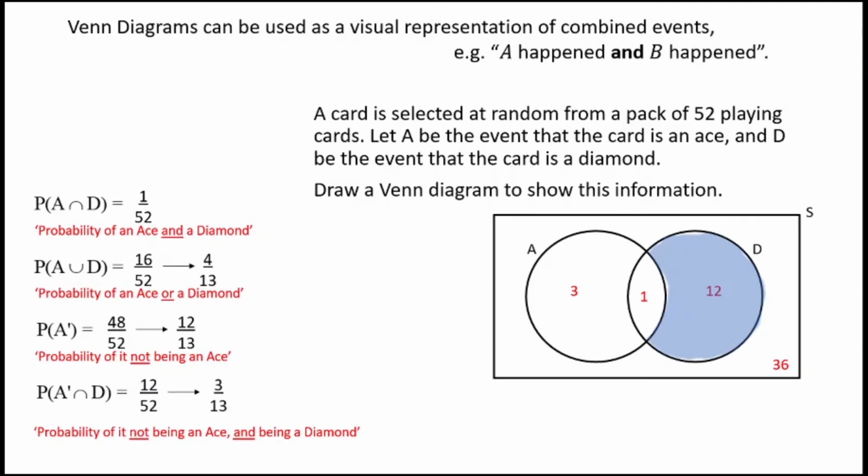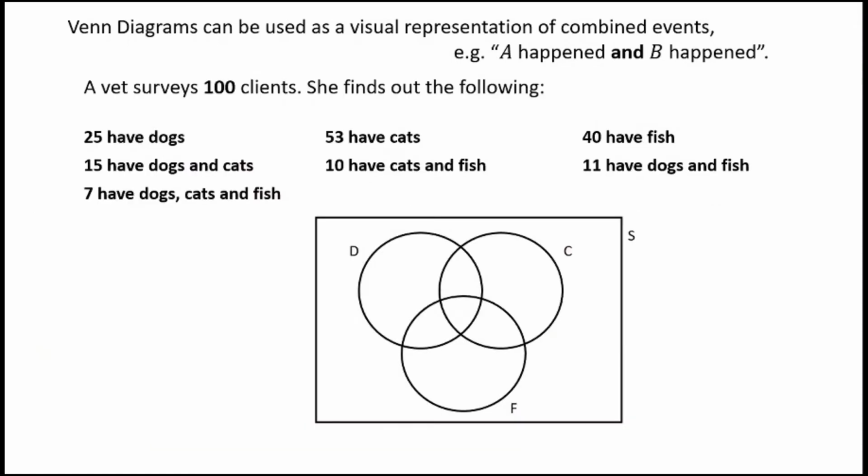Okay, let's have a look at an example where there's more than just 2 events that we're combining. So this question here, we have a Venn diagram that represents the animals owned by a vet's 100 clients. The key here is always to start with the intersection, the most overlapping group, usually the center of the whole Venn diagram. So this is going to be people who own dogs, cats, and fish. And from our information, we know there are 7 people who own all 3 animal types.